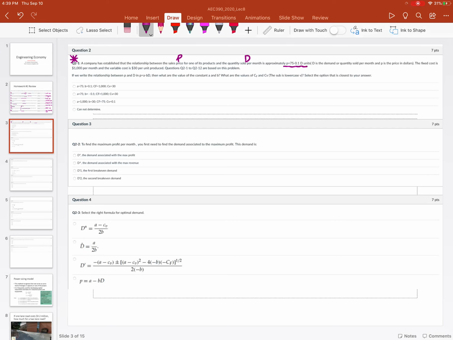Okay, that's an equation, and also it tells you D is the demand or quantity sold per month, and the P is the price in dollars. So the fixed cost CF is 1,000 per month, and the variable cost is 30 per unit. Because it's per unit, so it's gonna be C lowercase v, right?